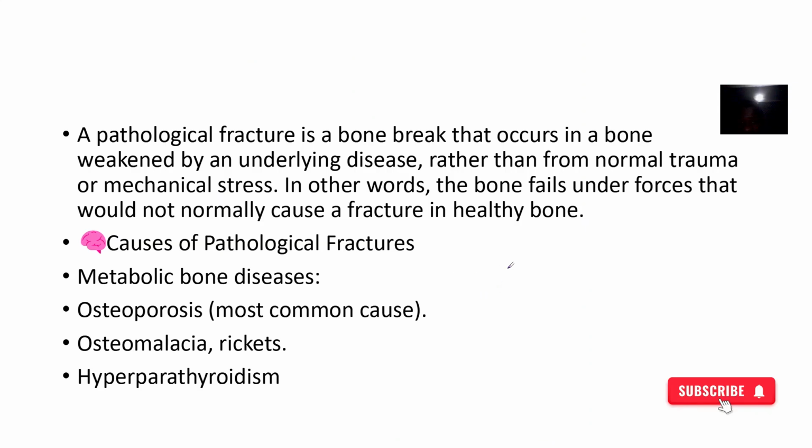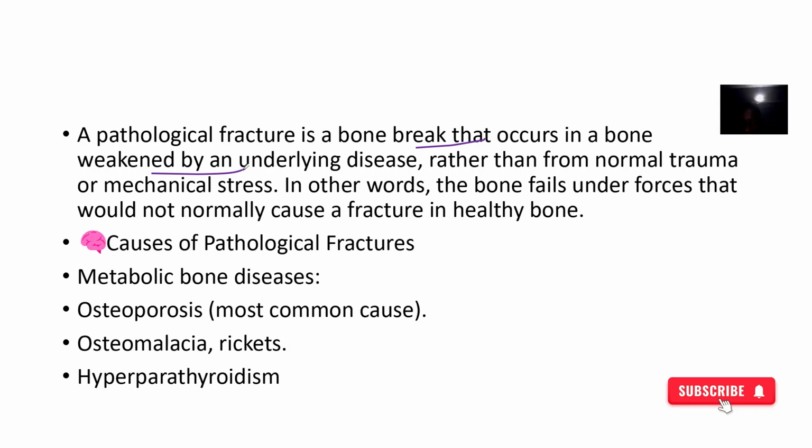So a pathological fracture is just a bone break, and it occurs in a bone, and the bone is weak because there's an underlying disease condition that is causing it to be weak. Okay, so it's not due to a normal trauma or mechanical stress. So in other words, the bone fails under forces that would normally not have caused a fracture, simply because there's an underlying disease condition that is making those forces amplify.